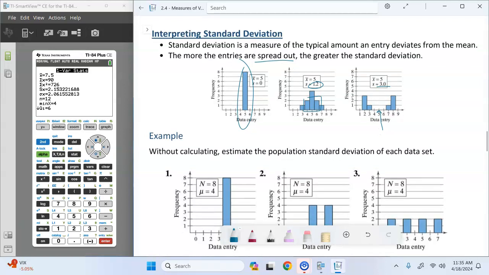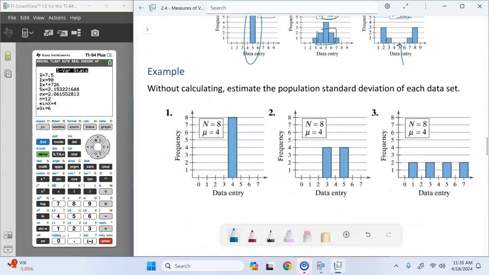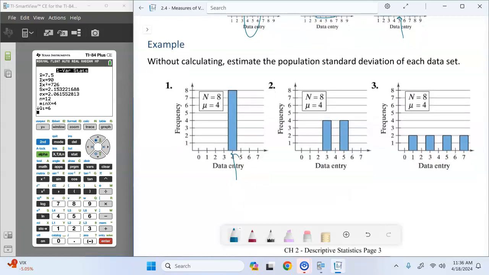So we can look at frequency distributions, and we can look at histograms, and we can estimate around what the standard deviation is going to be without doing any calculations, to figure out how spread out something is, what has bigger standard deviation versus something else. So if I've got a sample or a population of 8 and I've got a mean of 4, and all my data values are 4, what's my standard deviation? 0. There is no standard deviation. There's none. Okay? So I have a standard deviation of 0.